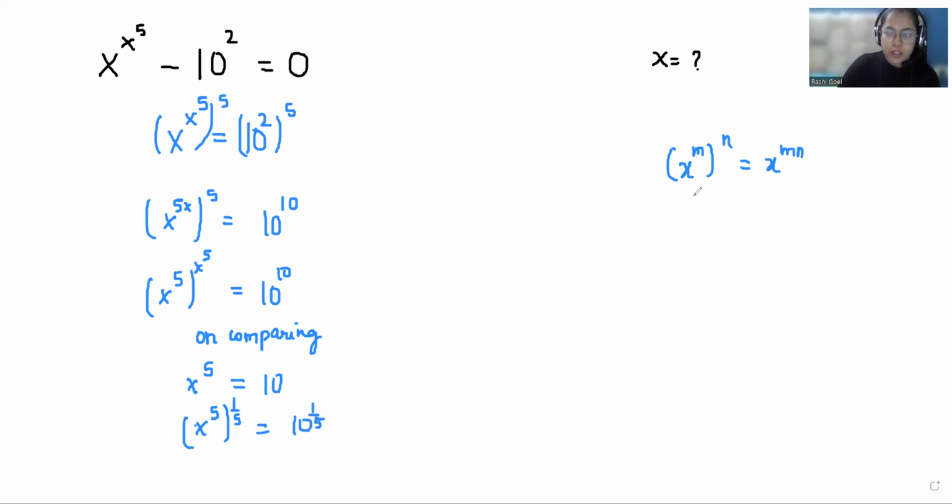So if we are using this rule again, we can write it as x^(5 times 1/5) is equal to 10^(1/5). So we can eliminate this 5. So x is equal to 10^(1/5). So the value of x is 10^(1/5).